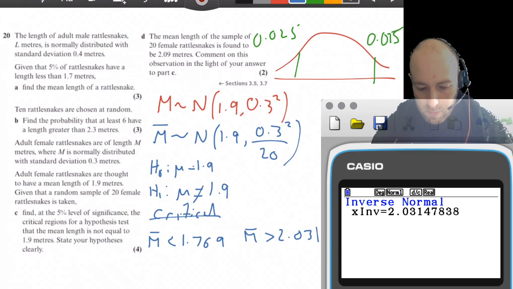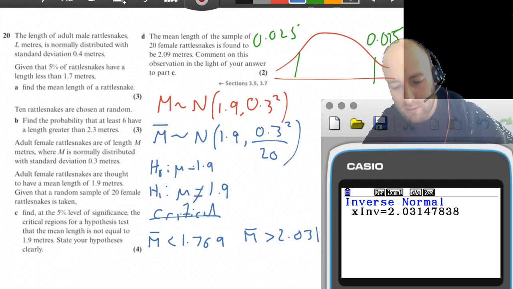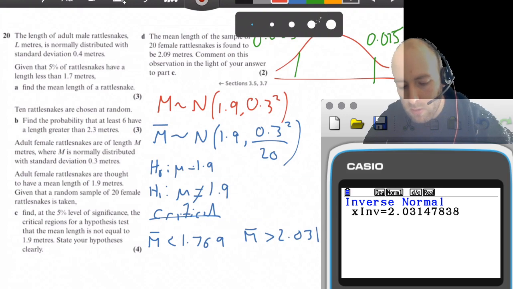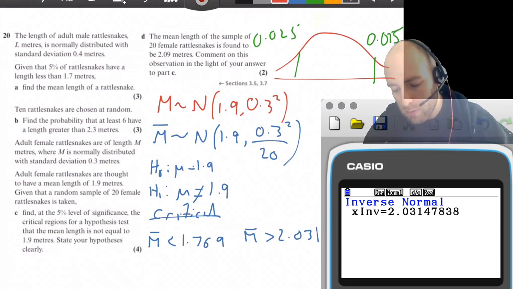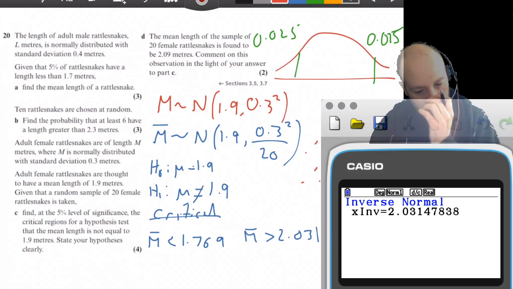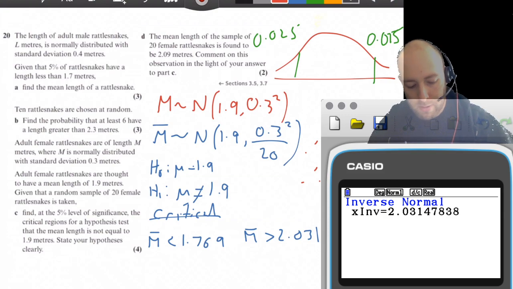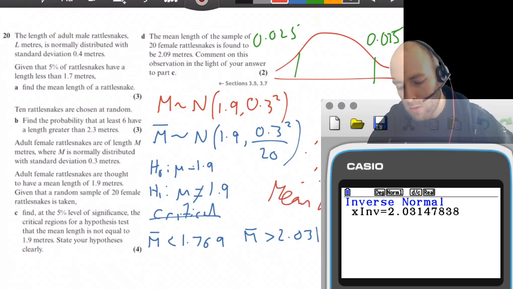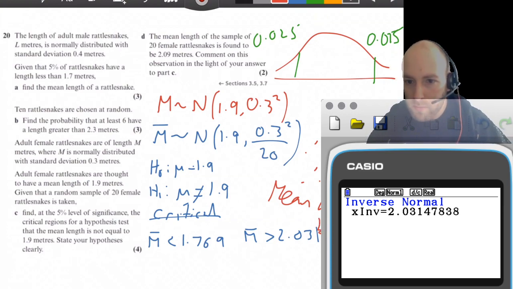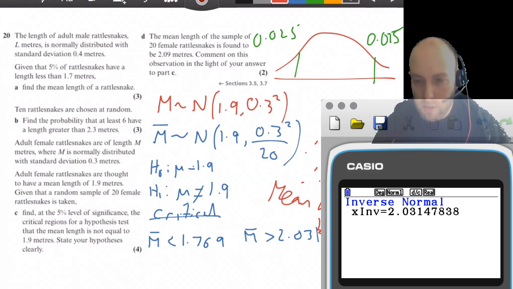Part D, the length is 2.09, so that's going to be critical. Sorry, rattlesnakes. So 2.09 is greater than 2.031, therefore critical. Therefore accept H1, and we can say the female rattlesnakes are likely longer, have a mean length should be longer. Cool. Everyone wrote that.